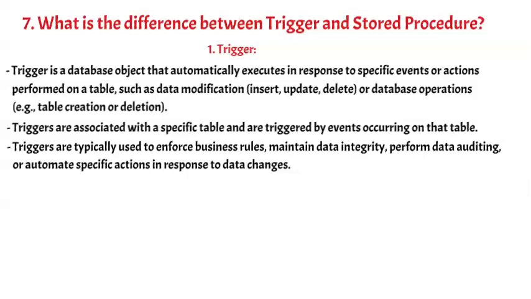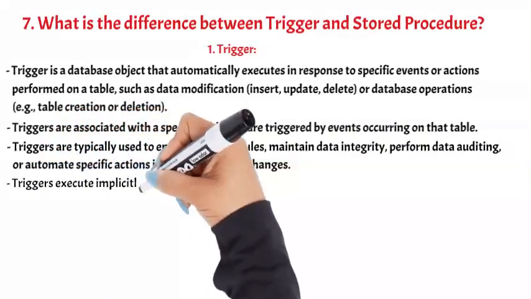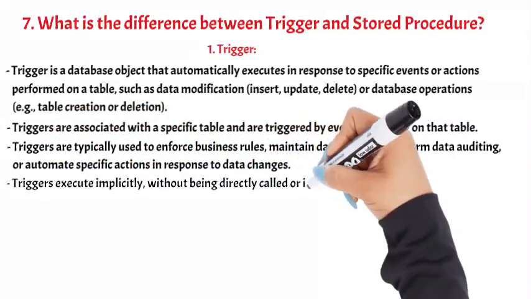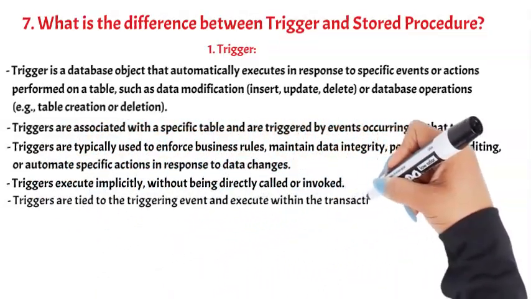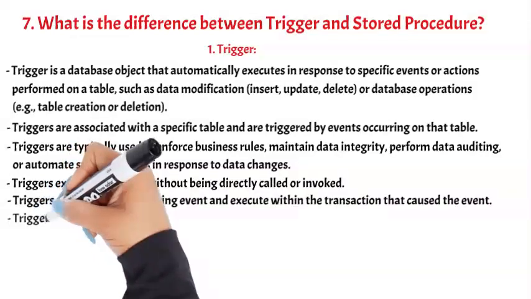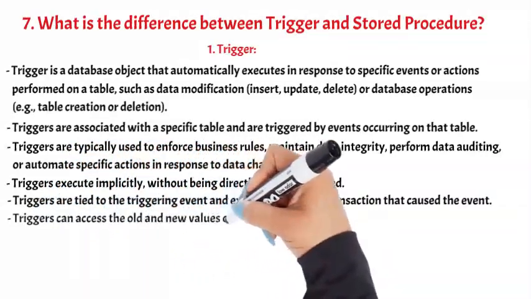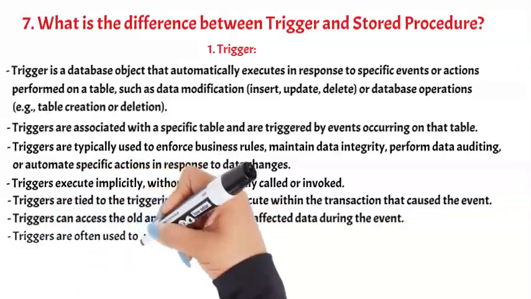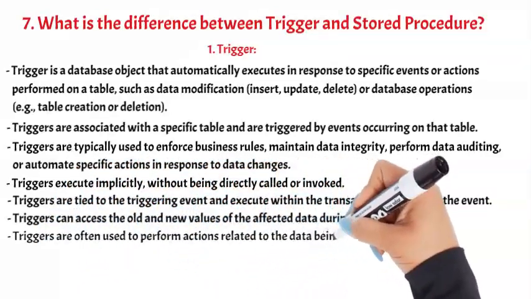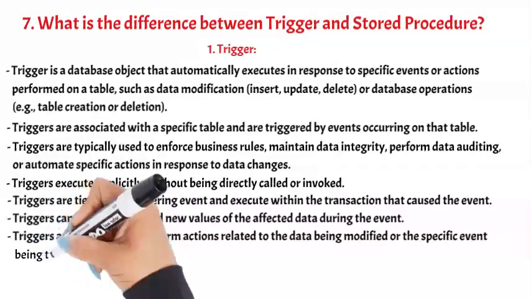Triggers are typically used to enforce business rules, maintain data integrity, perform data auditing, or automate specific actions in response to data changes. Triggers execute implicitly, without being directly called or invoked. Triggers are tied to the triggering event and execute within the transaction that caused the event. Triggers can access the old and new values of the affected data during the event. Triggers are often used to perform actions related to the data being modified or the specific event being triggered.